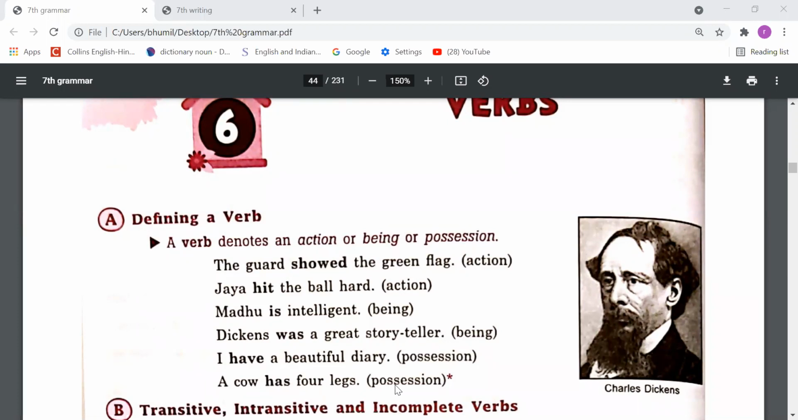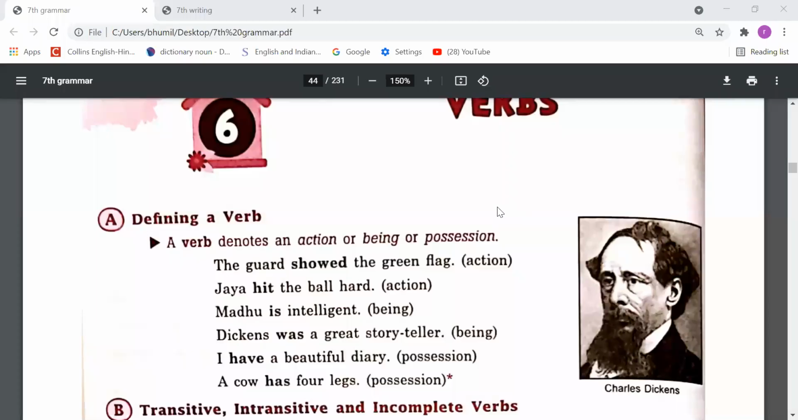So, dear students, here we have to understand what verbs are. Verbs means any word which shows any action, any being, any possession. Those words we can say are action words, or we can say that those words are verbs.